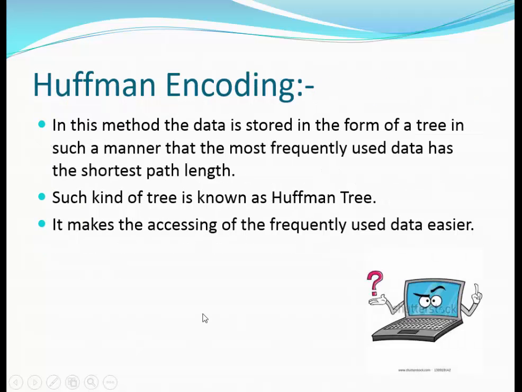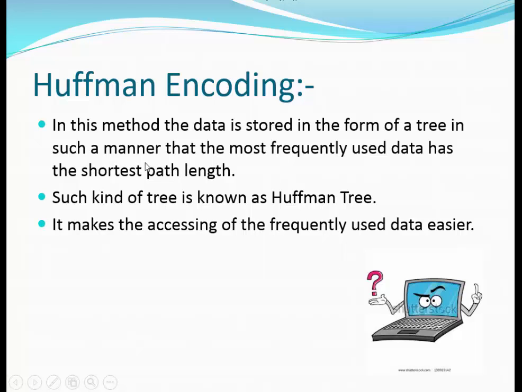Now moving forward to the third technique, which is called Huffman encoding. This is a simple method. It is somewhat related to the last method in the sense that in this method also we try to store the most frequently used data nearest so that the data can be easily accessed. For example, in a data, if a number or a bit is occurring frequently, or if the same information is used a number of times, then that data is stored in the form of a tree in such a way that the most repeated data has the shortest length so that we can reach the most repeated data very easily.